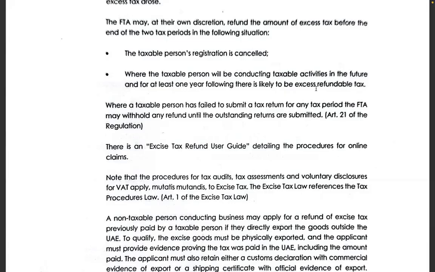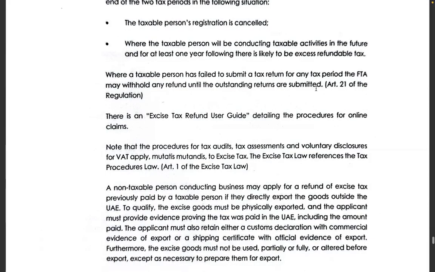Where a taxable person has failed to submit a tax return for any tax period, the FTA may withhold any refund until the outstanding returns are submitted. That's a cardinal rule, always applicable wherever someone has not filed returns. No refund will be entertained. The FTA will require that all the missing returns be filed, and then refund.